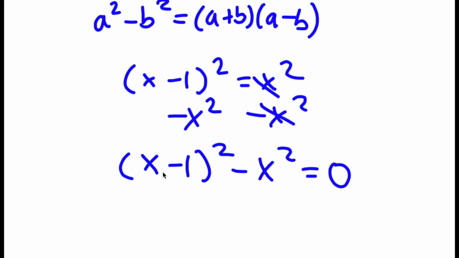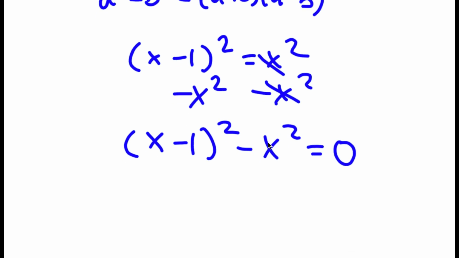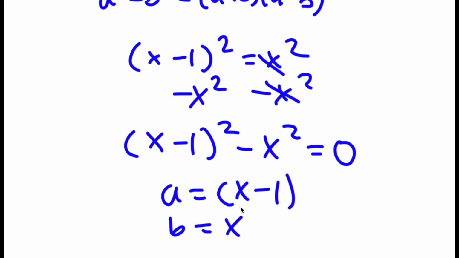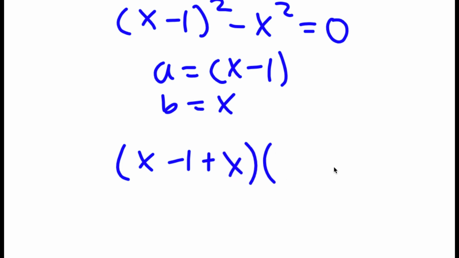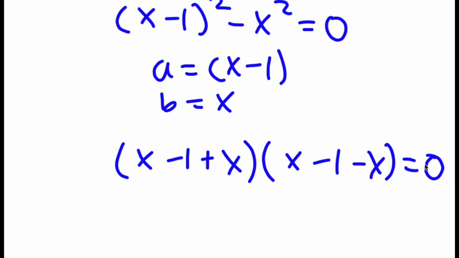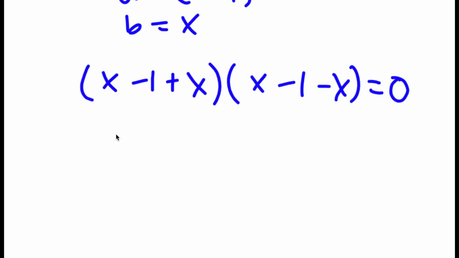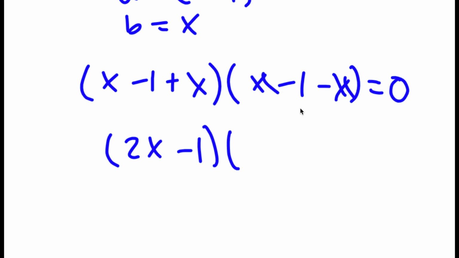And now notice how this is in the form a² - b². A is x - 1 and b is x. So now I have (x - 1 + x)(x - 1 - x) = 0. So x - 1 + x, that's the same thing as 2x - 1, times x and negative x, these two cancel out, so negative 1 is equal to 0.